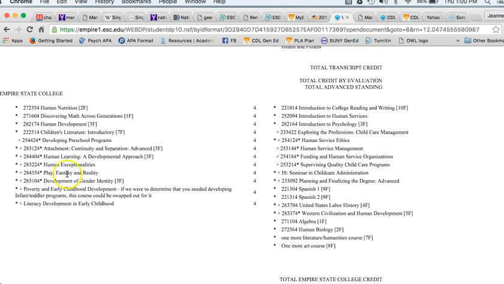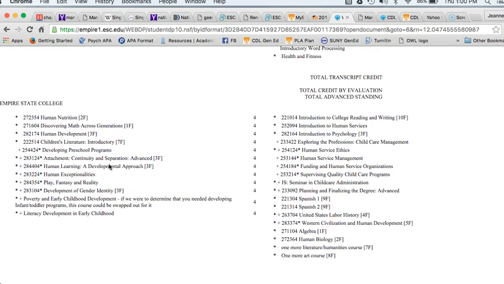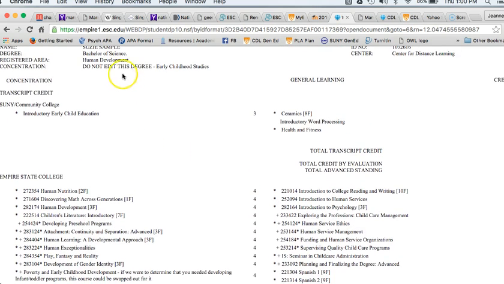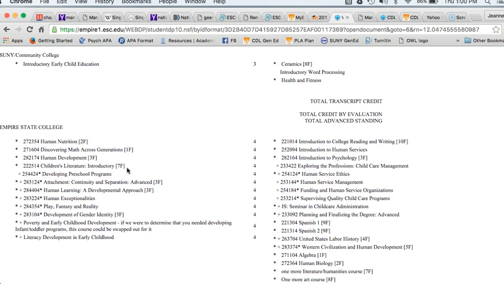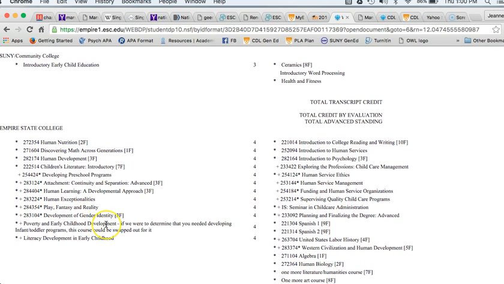Now, are all of your area of study guidelines going to come from your concentration? No. You might have a degree, and I know, for example, human development is getting very picky with this. They want an ethics class in human development. Exploring the professions, childcare does cover ethics, and that's good enough, and it should be. There is no specific human development class in ethics. You would have to take human service ethics to get that.